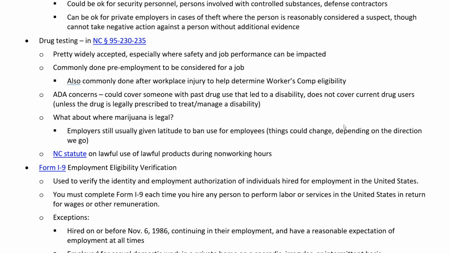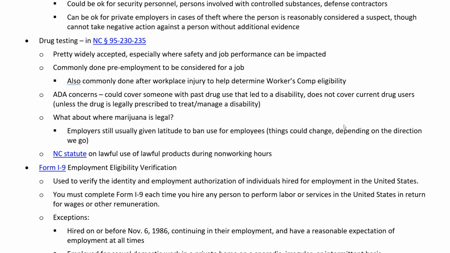And this could change. It kind of depends. We're already seeing some states like California considering legislation that might say, well, if it's a legal substance, and as long as they're not intoxicated on the job, then they shouldn't be disqualified for employment for using a legal substance.